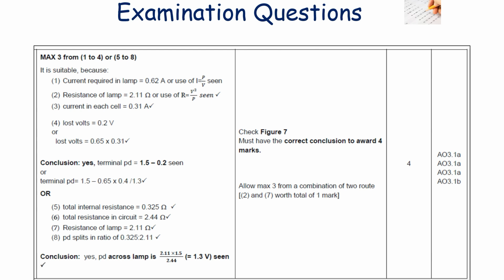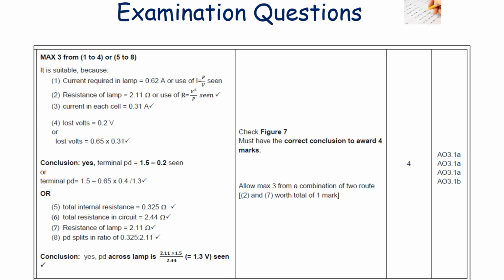We can then work out the resistance of our lamp, because R is equal to V squared over P, and therefore we can work out what the current in the cell is going to be. Then we can say that lost volts is going to be equal to 0.65 times 0.31, and you can work out your answer, concluded as suitable.